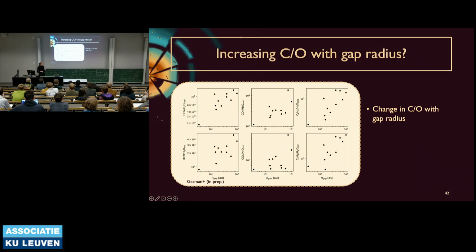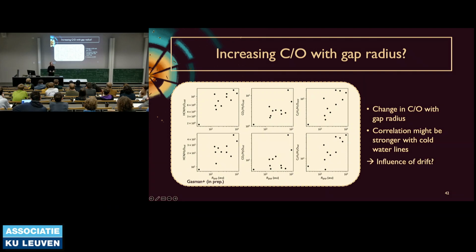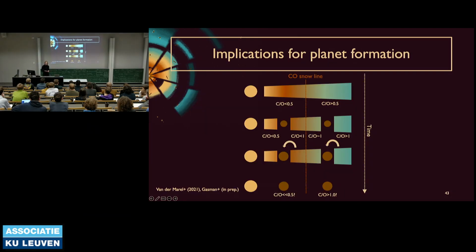So it could be that this change in C over O ratio is correlated with where the gap is located, but also it might be stronger with the colder water lines, which would point to this also being related to the drift. So finally, gap formation is not always caused by planets, but it's definitely one of the most favorite explanations by people. So what does this mean for planet formation?